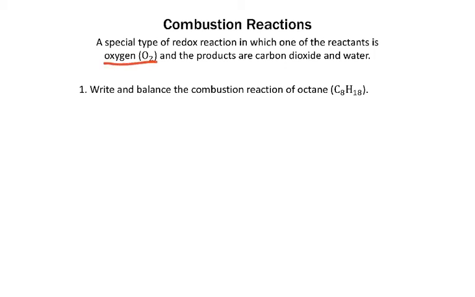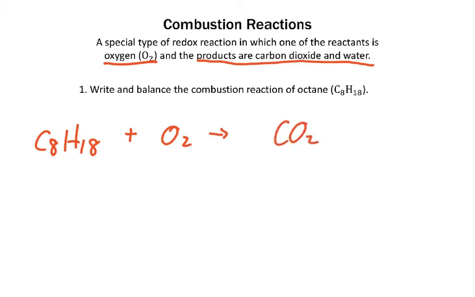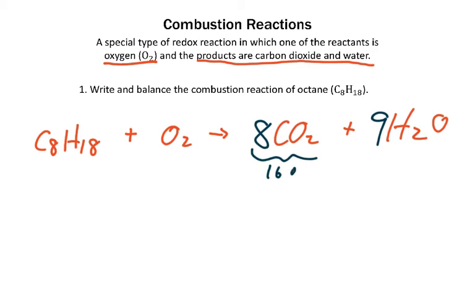So it tells us up here, and one of the reactants is oxygen, and it tells us what the products are. So we have C8H18 plus O2 forms CO2 plus H2O. So for a combustion reaction, we always want to start with carbon, and we have C8 in octane, so we're going to put an 8 here in CO2. And then we have 18 hydrogens in water. Each water has 2, so we need 9 of those to balance out hydrogen. And now we have 16 oxygens here, 9 oxygens here for 25.